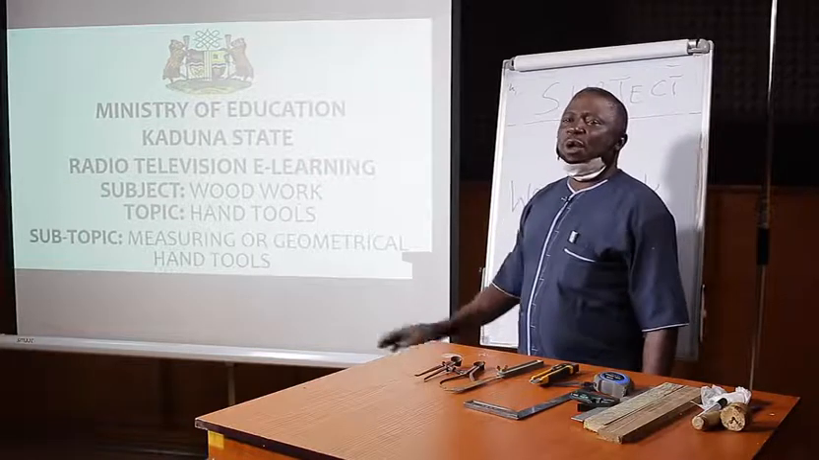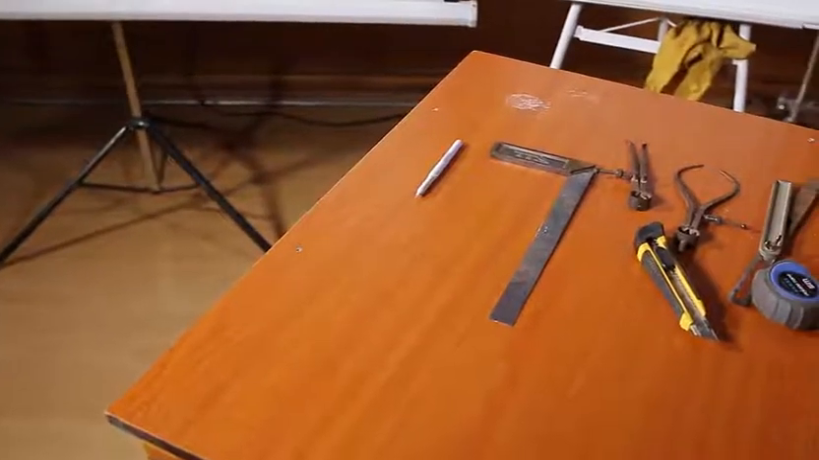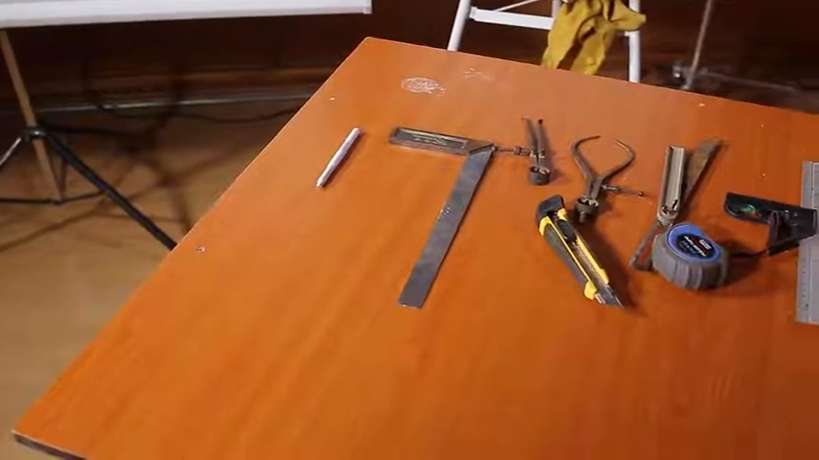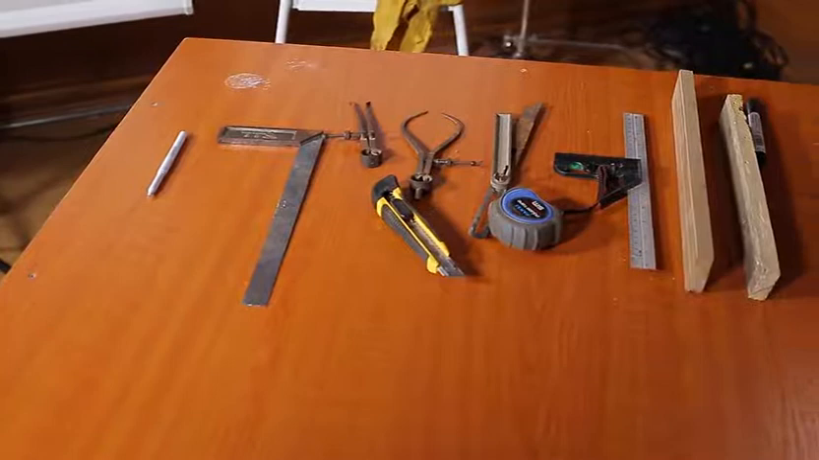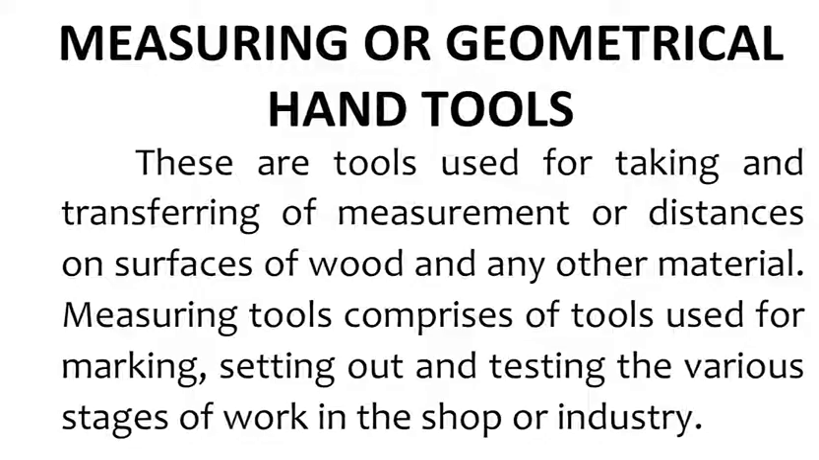Today, I will take one of these groups of tools to talk about it, and the topic is measuring or geometrical hand tools. Geometrical or measuring hand tools are tools used for taking and transferring measurements or distances on surfaces of wood and any other material. Measuring tools comprise tools used for marking, setting out, and testing the various stages of work in the shop or industry.